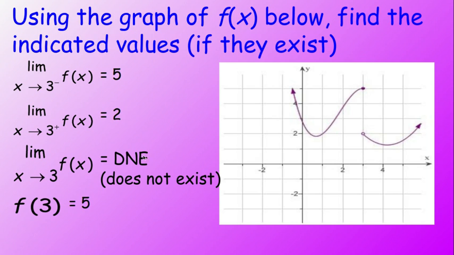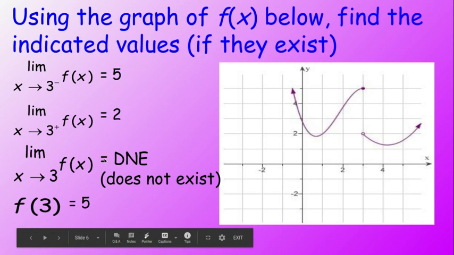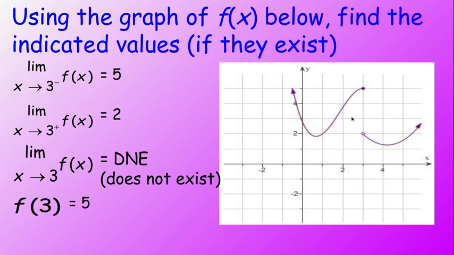Basically, what that means is if the two-sided limit and the function value are equal, that would imply the function's continuous, which we can definitely tell here by looking at this graph. It's not continuous. We've got a jump discontinuity. So let's take a look at another graph.